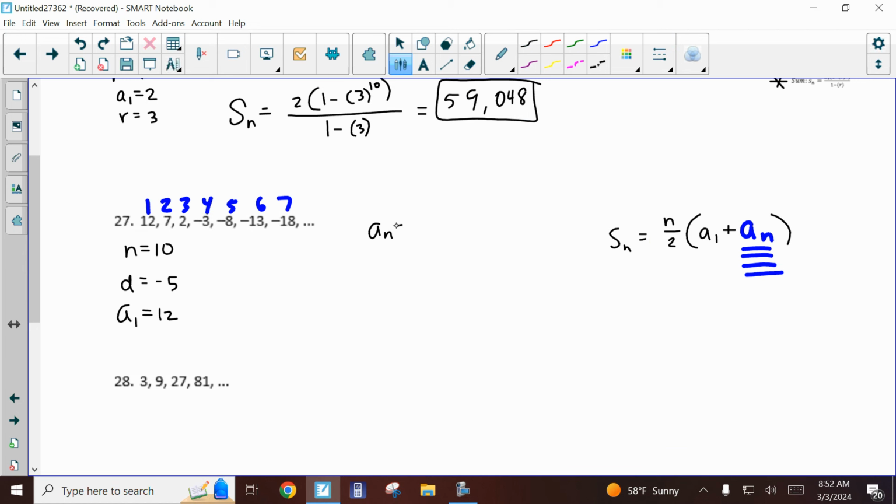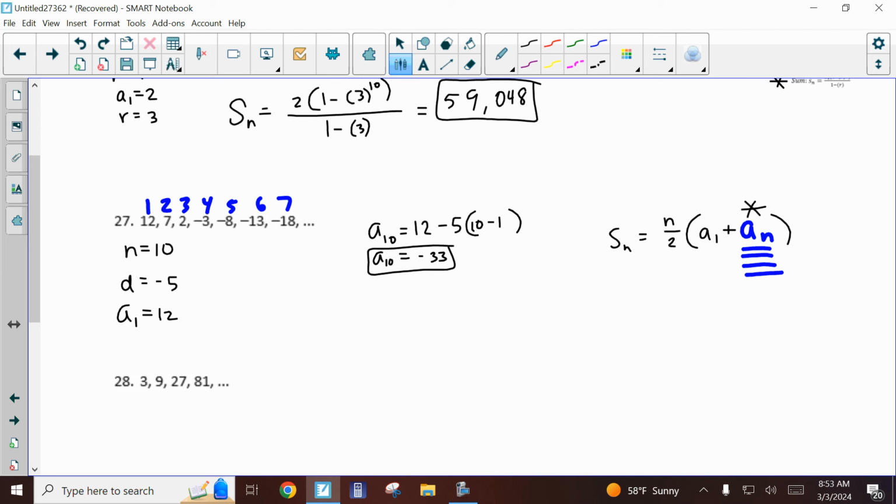So a10 equals the first number, which was 12, plus the common difference. The common difference was minus 5. And we're going to do 10 take away 1. Now when you type that in the calculator, you're going to get that the 10th number in the pattern is negative 33.